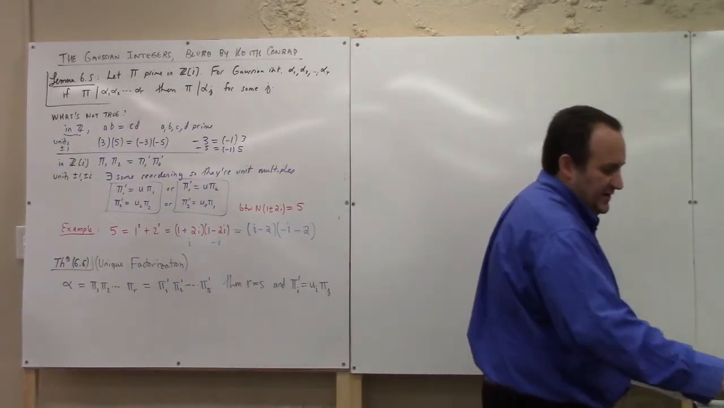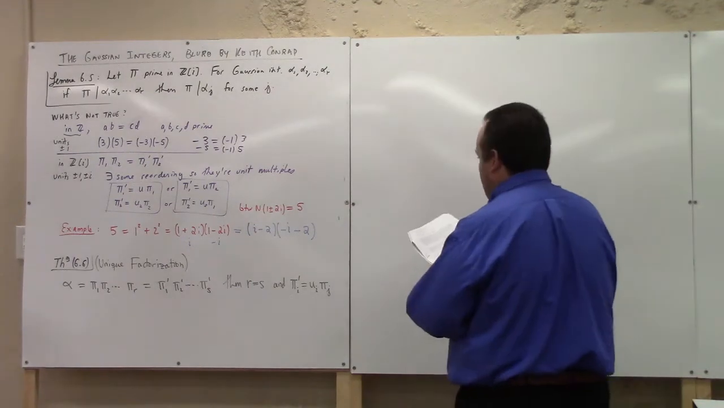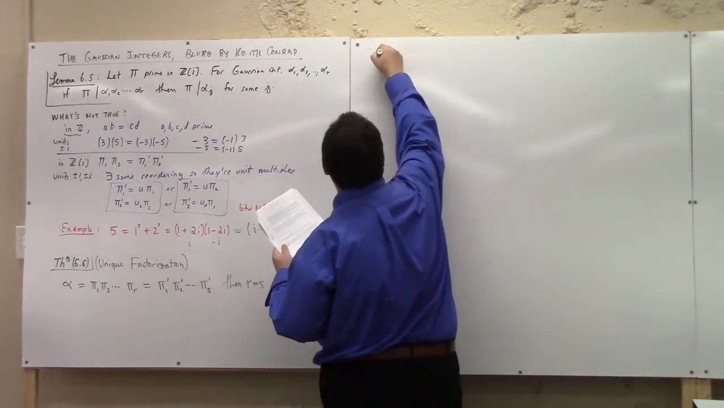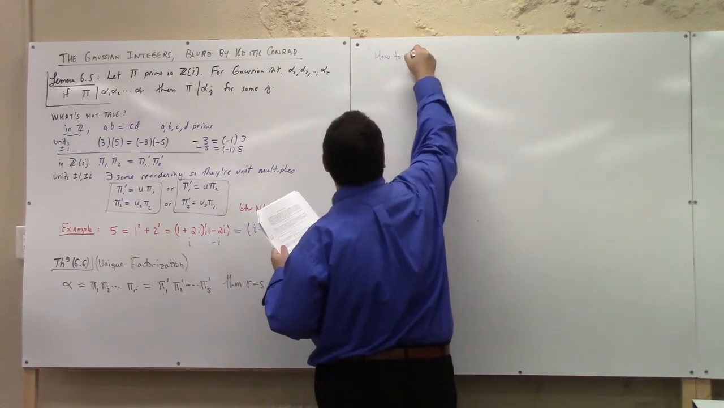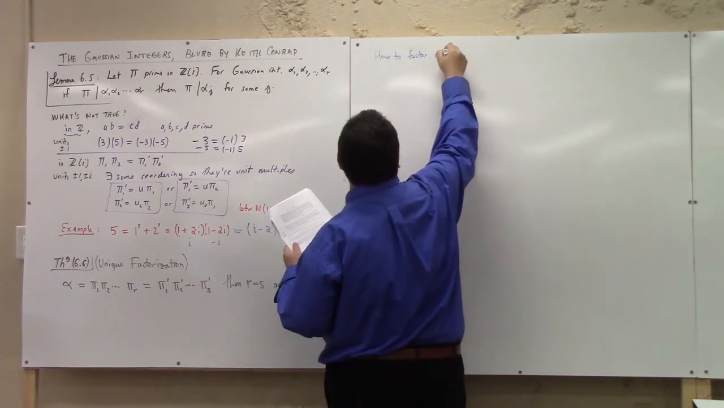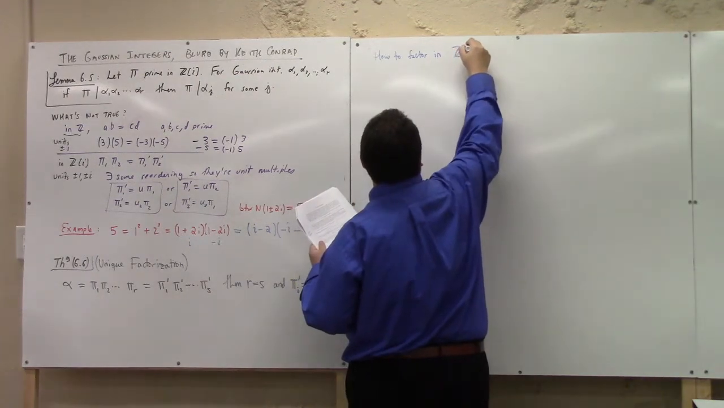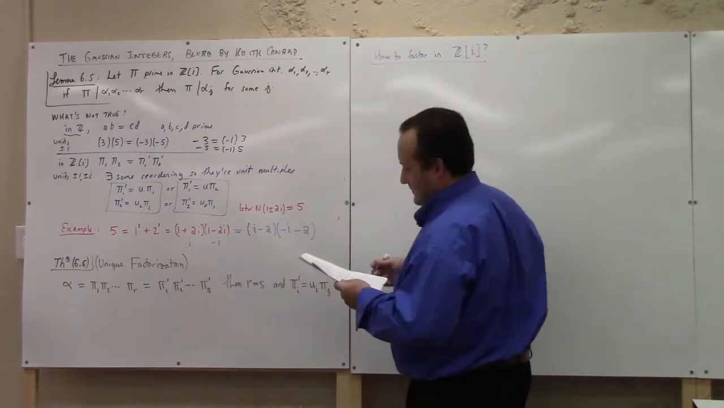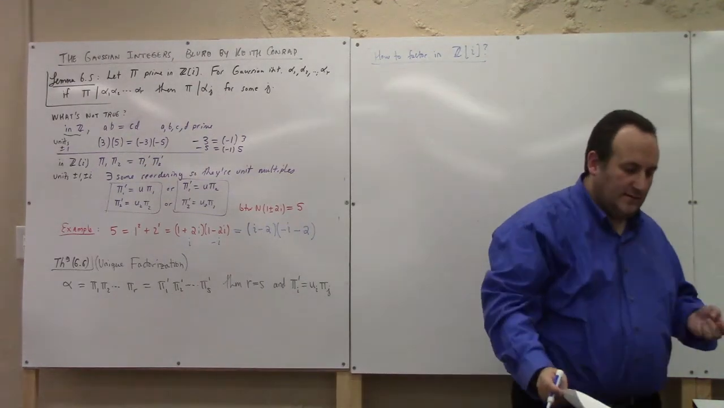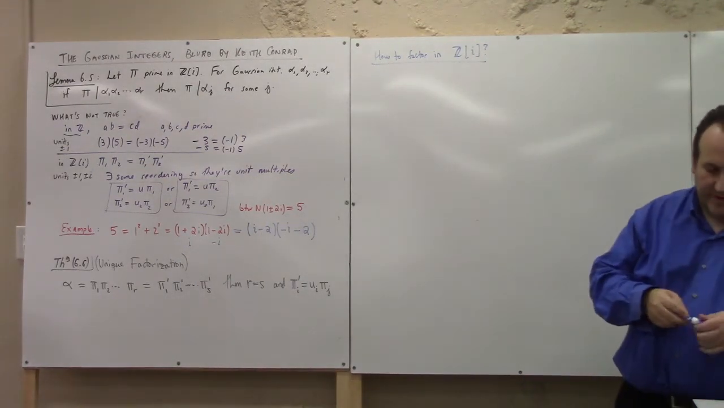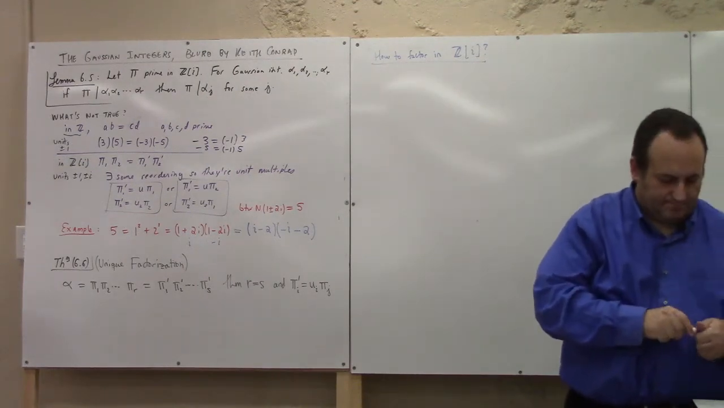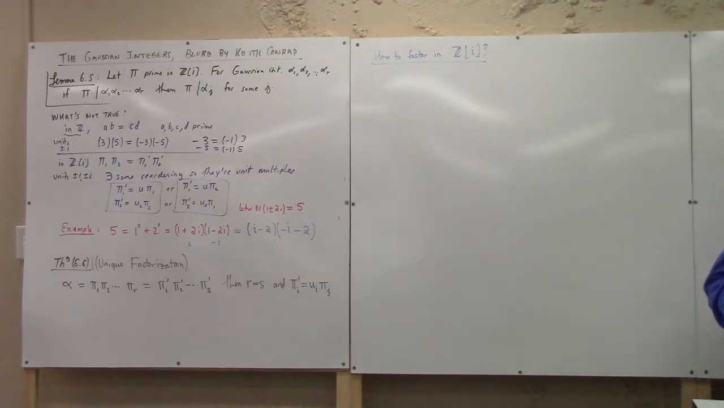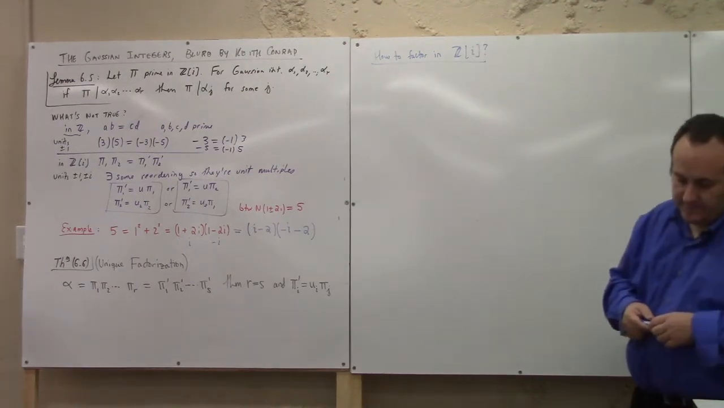So let's just chase this rabbit here for a minute. How to factor in Z[i]. How do you actually find these prime factorizations? I don't know the general robust theory of it. Conrad just gives us some small hints about how to do it. So I'll follow his lead.